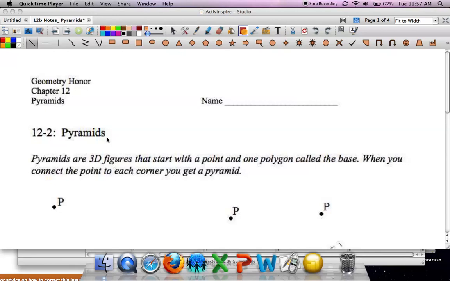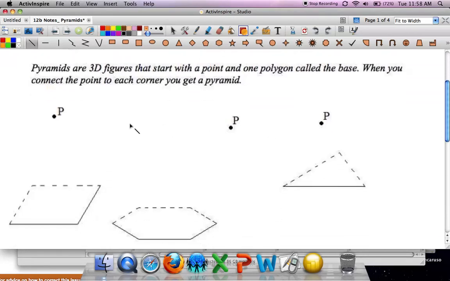Pyramids. Today's discussion is on pyramids. Pyramids are three-dimensional figures that start with a point and one polygon called the base. When you connect the point to each corner, you'll get a pyramid. So using a straight ruler, we will connect the point on the top directly to the vertices of the base. That base happens to be a square base.